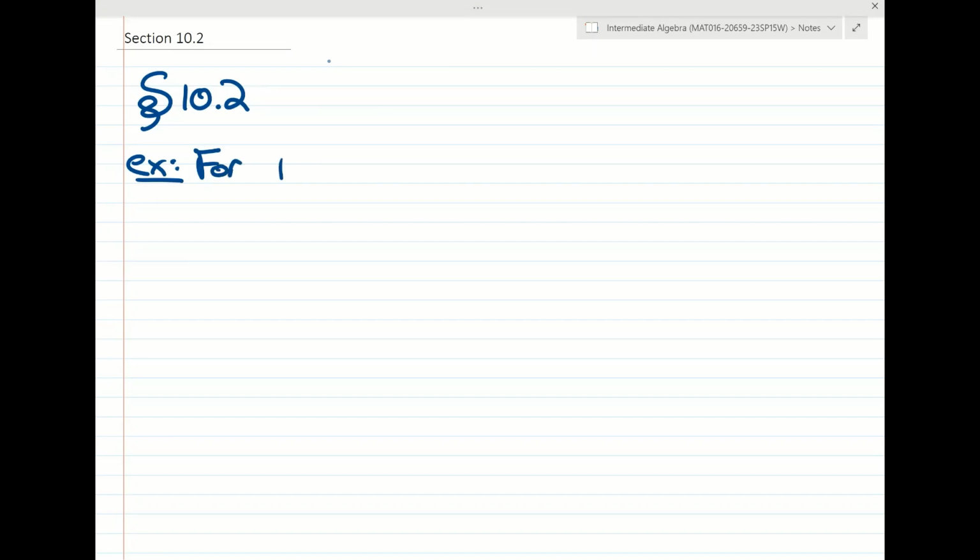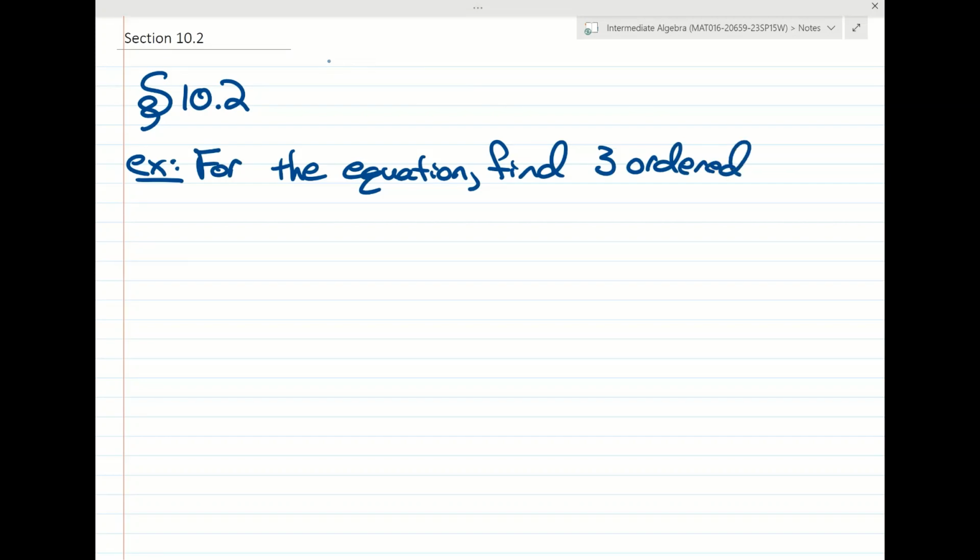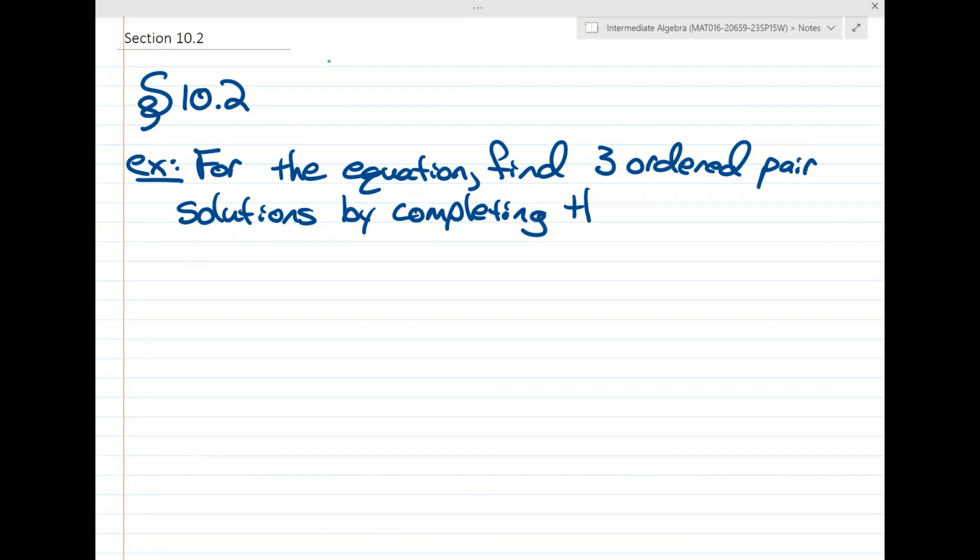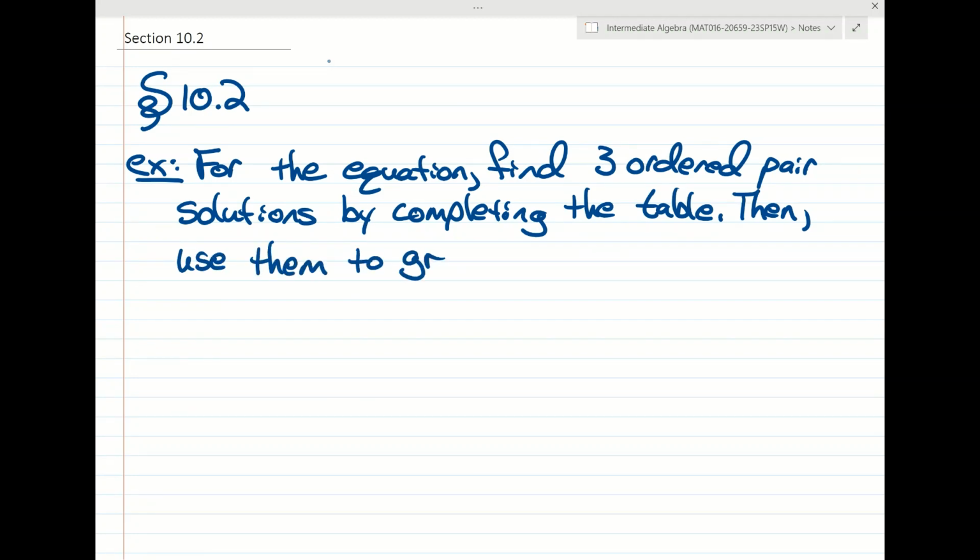Let's say for the equation, find 3 ordered pairs, solutions, by completing the table. Then use them to graph the equation.